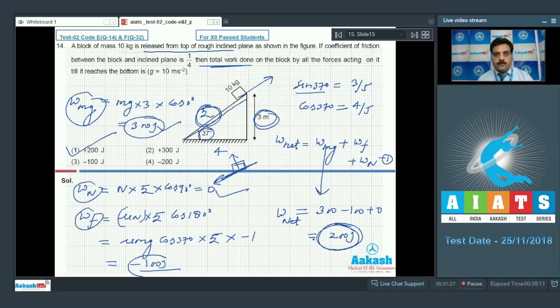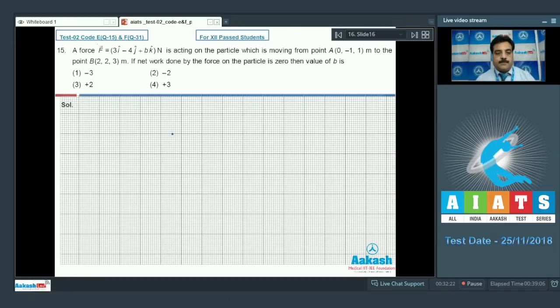So let's move on to question number 15. In question number 15, a force F is acting on a particle which is moving from this position to this position. If work done by the force on the particle is 0, then the value of b is. This is another good and simple question.